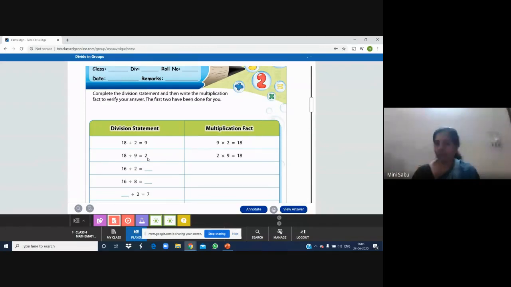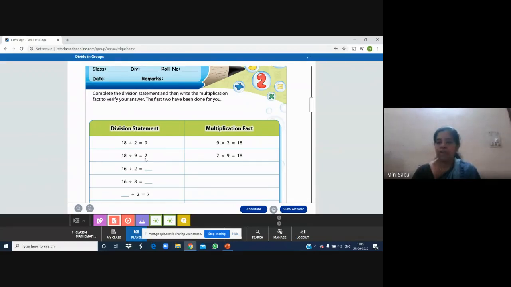Here, suppose there are 18 flowers and 9 girls. And we have to find out how many flowers will be equally distributed to each girl. For that, we will go through the same process. We will say the table of 9 till we get 18. 9 1s are 9, 9 2s are 18. This is that 2. That means each girl will get 2 flowers.